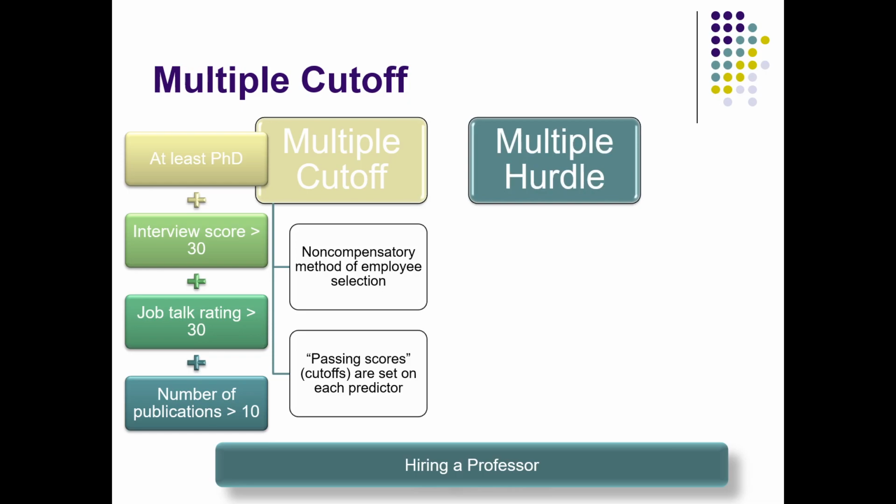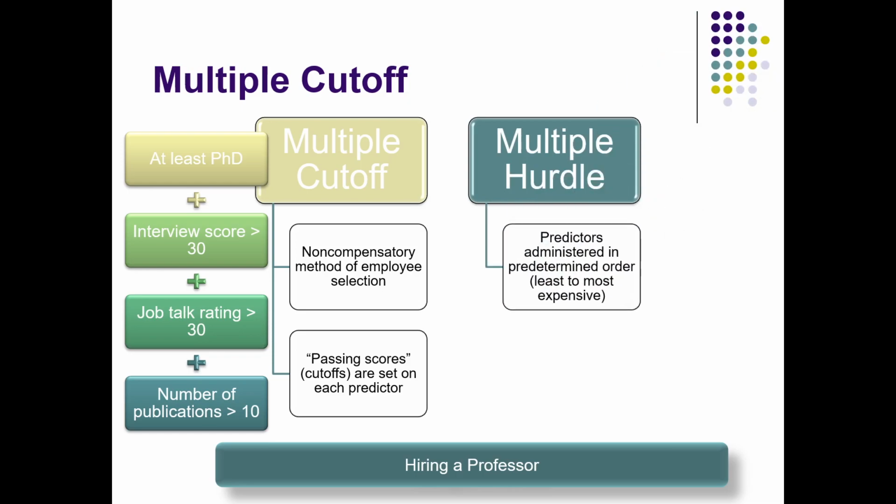It's under the category of multiple cutoff, but the difference is we're going to administer the predictors in a predetermined order, and usually that order is determined by cost. So usually you're going to have a cutoff that is free as your first cutoff. If the person passes that cutoff, then they get to go to the next one, then the next one, and so on. And usually the most expensive ones are saved for only the people who have passed those previous hurdles.